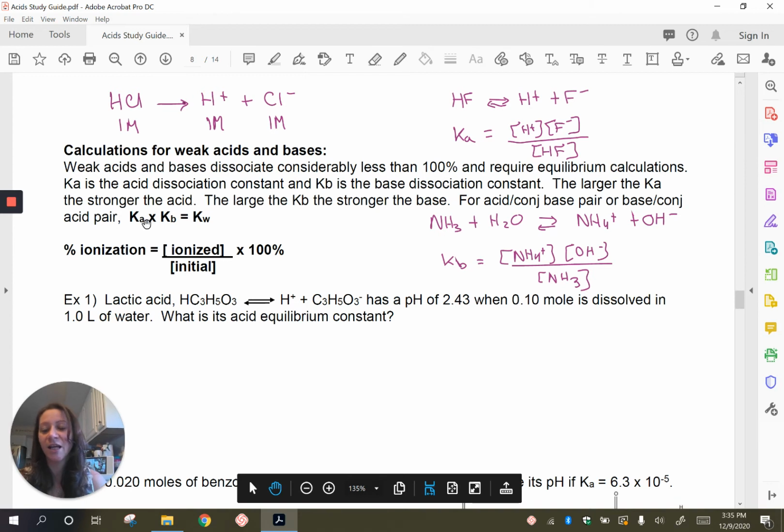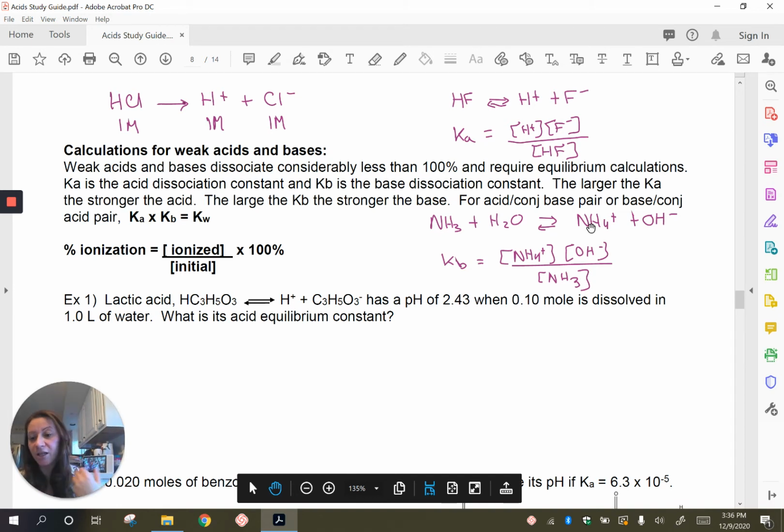If you take Ka for any acid, multiply it by Kb of its conjugate base, you will get Kw. Or Kb of any base, multiply it by Ka of its conjugate acid, you'll get Kw. Kw is 1.0 times 10 to the negative 14. So if I were to take Ka for HF, because it's an acid, multiplied by Kb for its conjugate, which is the Kb for F minus, then I'd get Kw. Same thing here. If I take Kb for ammonia, because it's a base, multiplied by Ka for its conjugate acid, the ammonium, then I'd get Kw.